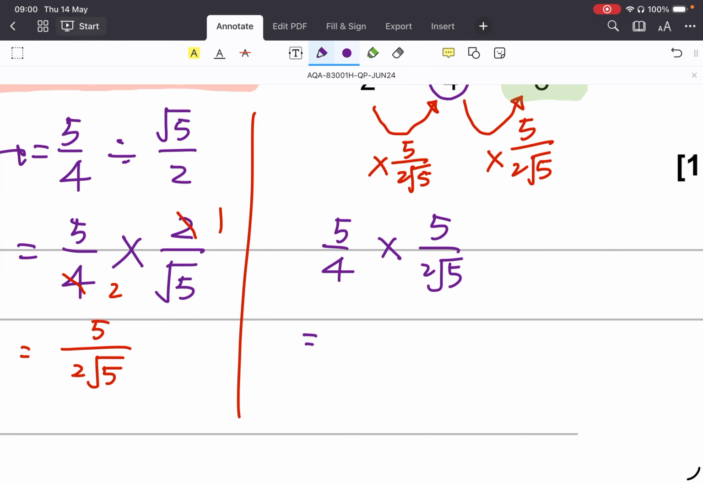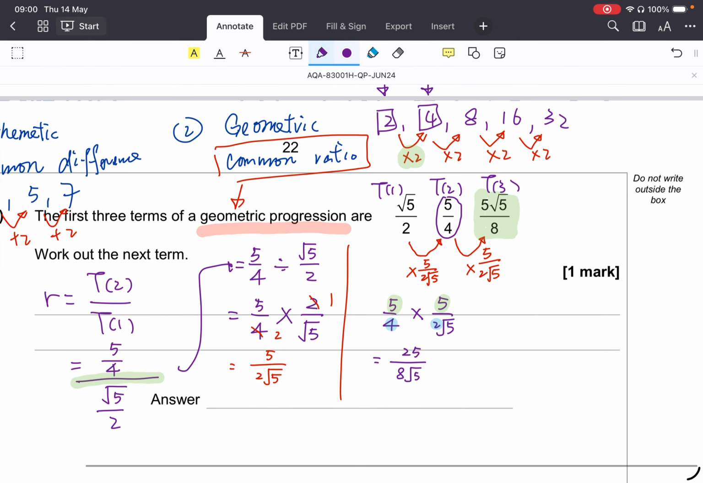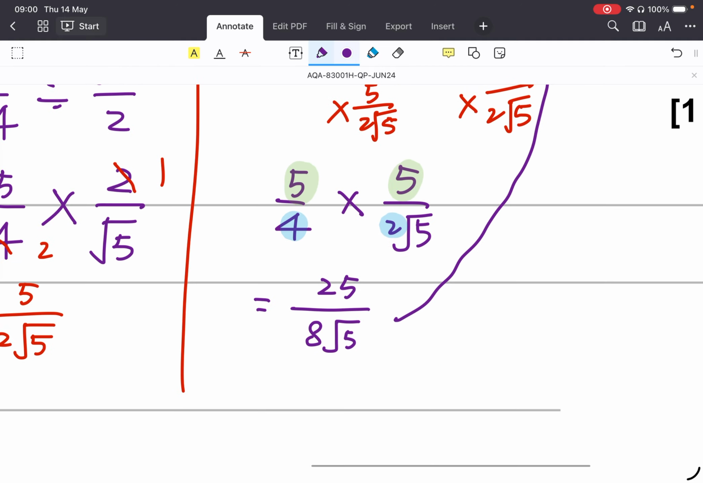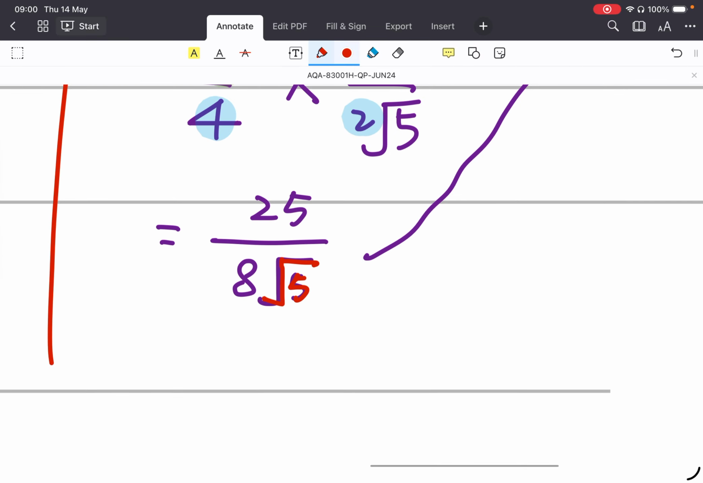Here, we do the number at the top times the number at the top, which is 25. The number at the bottom times the number at the bottom, 4 times 2, which is 8 square root 5. It seems it's not the same, right? So let's try rationalizing the denominator. Because there is a square root 5 at the denominator, we times square root 5 over square root 5.